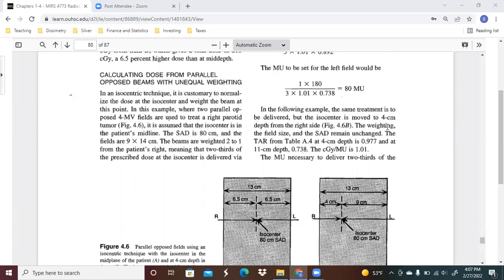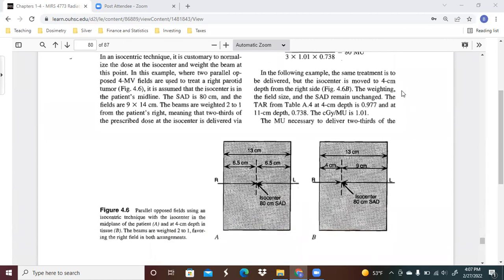So in the following example, the same treatment is to be delivered, but the isocenter is moved to 4 cm depth from the right side. Rather than a midline, they're going to shift it 4 cm this way. The weighting, the field size, and the SAD remain unchanged. The TAR tables from 8.4 are the ones that are going to change. 0.977 at a 4 cm depth and at 11 cm depth, you're looking at 0.738. And the calibration factor is not changing.